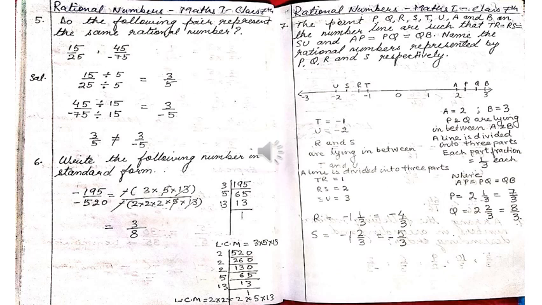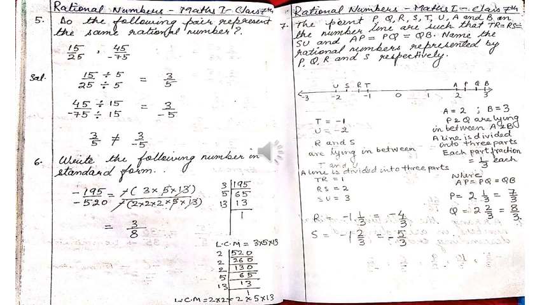Now question number 7. The points P, Q, R, S, T, U, A and B on the number line are such that TR equals RS equals SU. This is the negative side. Now on the positive end, AP equals PQ equals QB. Name the rational numbers represented by them. Now you have to find out which part it is on the number line.